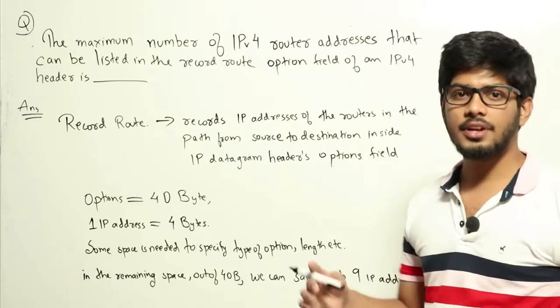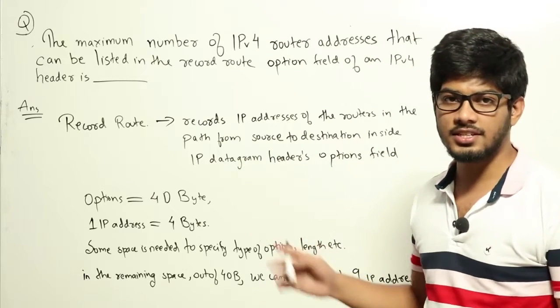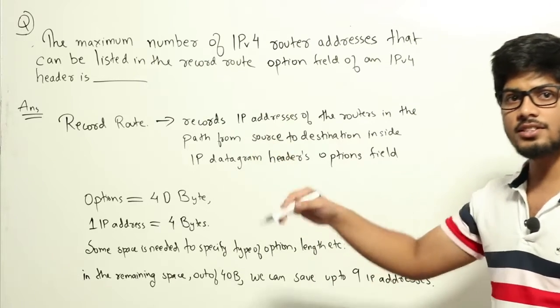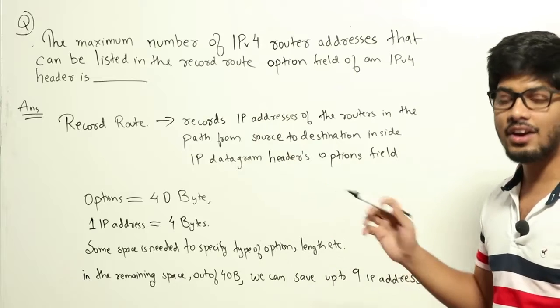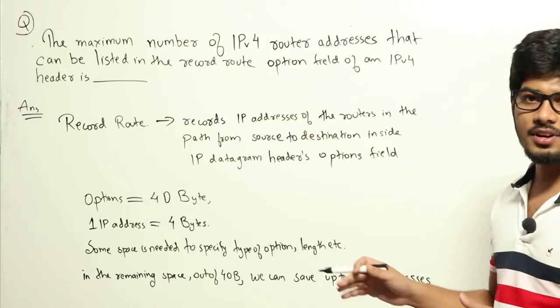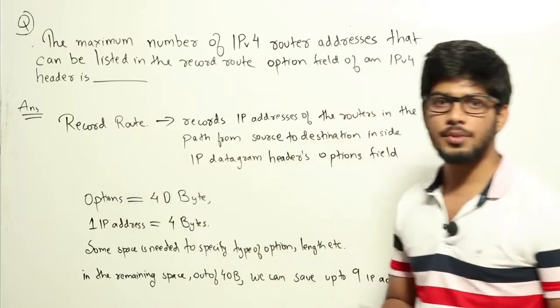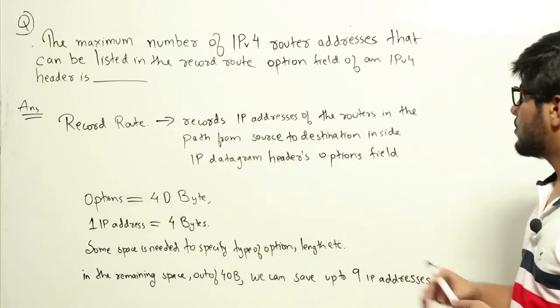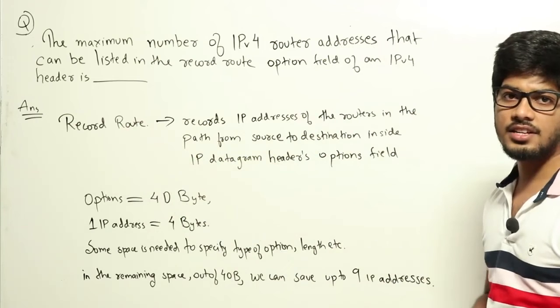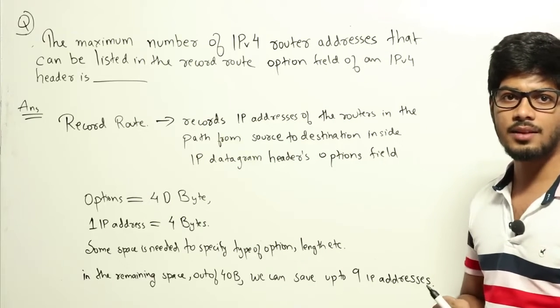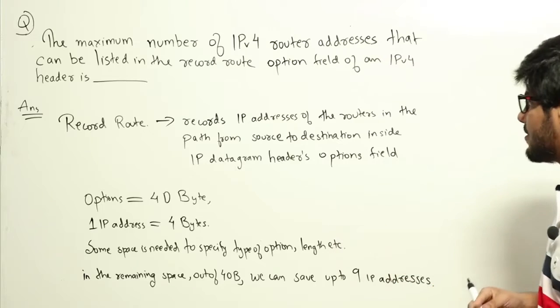So when we are sending an IP datagram from source to destination, if the record route option is turned on, then on each hop, that is on each network, on each router, whatever is IP address of the router, that will be saved in the record route field in IP options. So when it reaches the destination, it can look at the IP datagram and see the path which was taken by the IP datagram from source to destination.